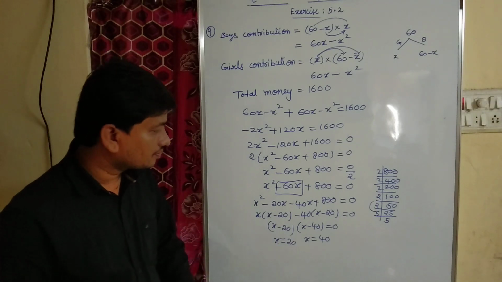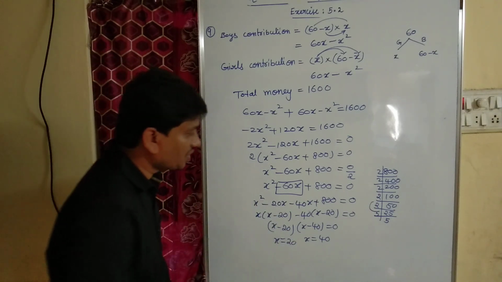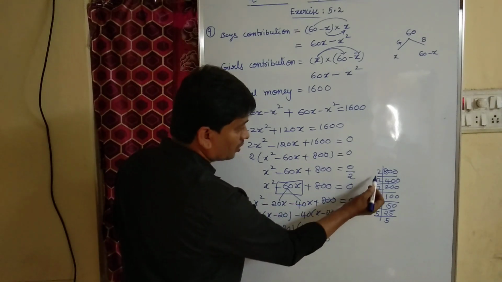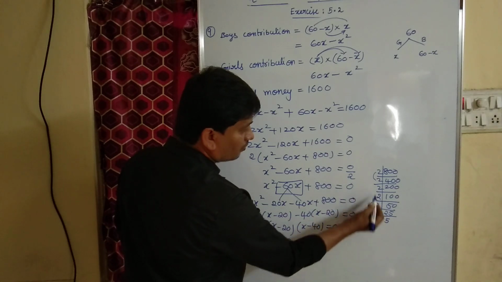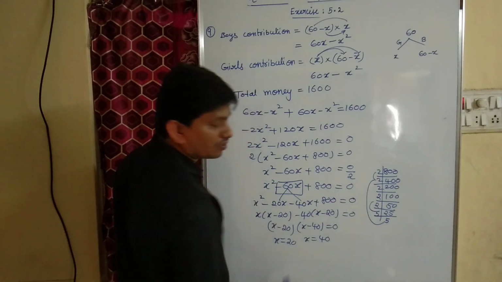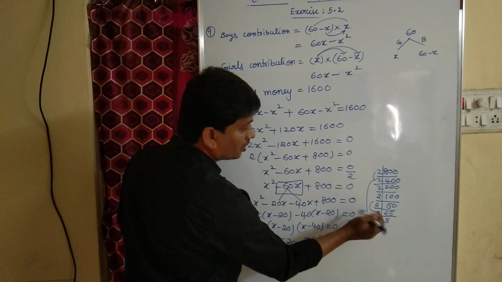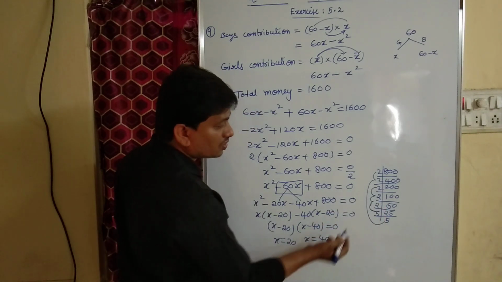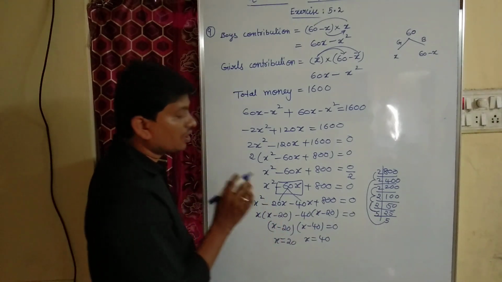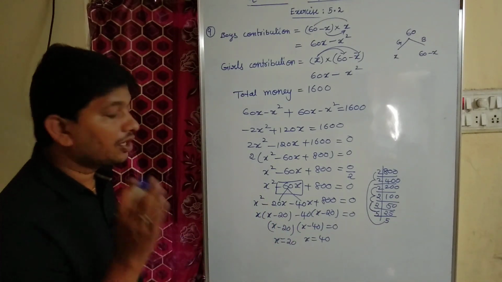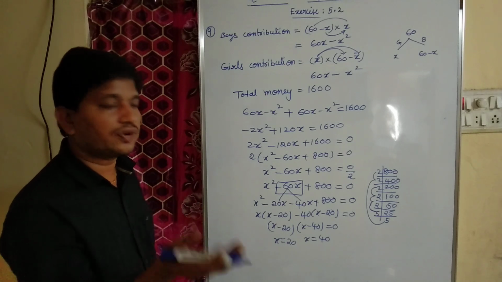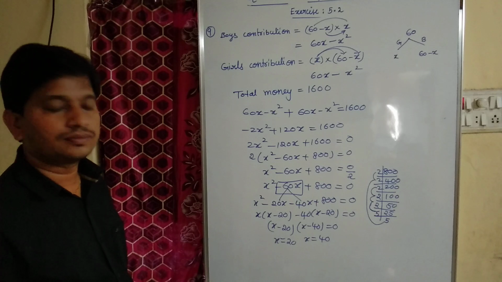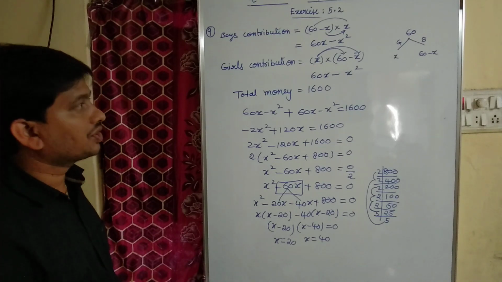Children, did you understand? What are the possible factors of 60x? What I did: 2 2s are 4, 4 5s are 20 I took, and then 5 2s are 10, 10 2s are 20, 20 3s are 60. So the possible factors of 60 are 20 and 40. 20 into 40 is 800. If I add 20 and 40, again I will get 60. So x is equal to 20 and x is equal to 40.